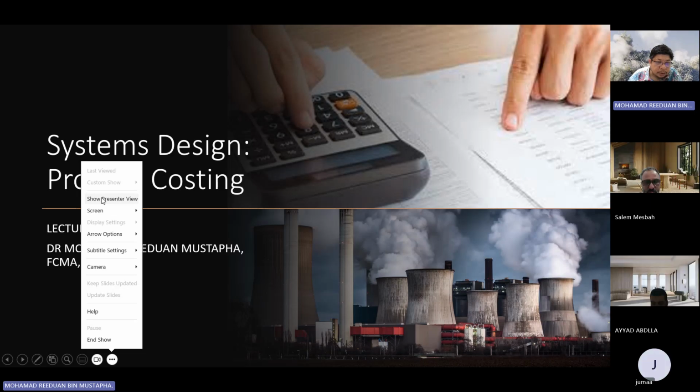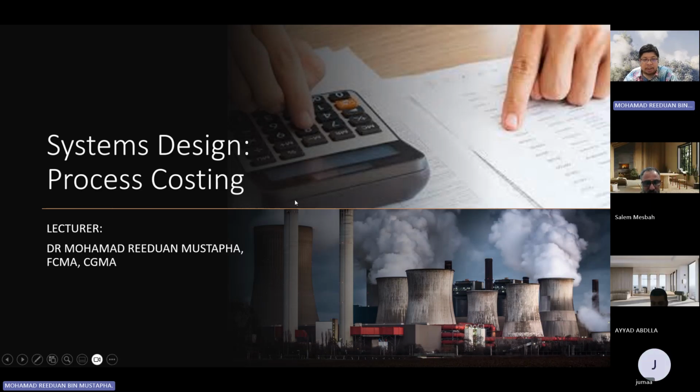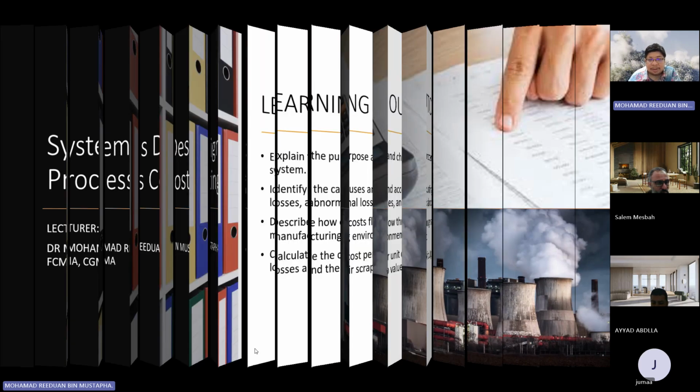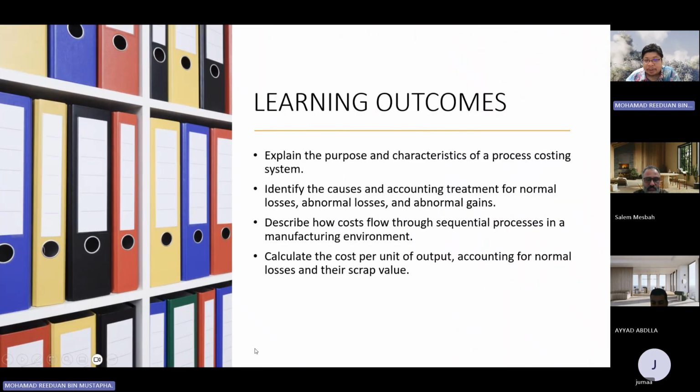Okay, so this is your presentation view. The learning outcomes of this topic are to explain the purpose and characteristics of a process costing system, and to identify the causes and accounting treatment for normal losses and abnormal gains. Also, to describe how cost flows through sequential processes in manufacturing environments, and to calculate the cost per unit output accounting for normal losses and their scrap value.